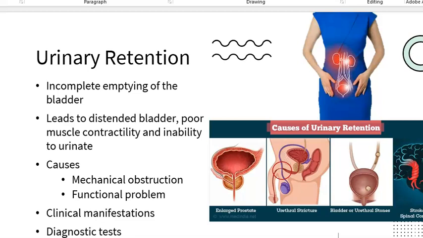Let's see, some of the causes of retention can be a mechanical bladder obstruction with your male patients. It could be BPH, which is your benign prostate hypertrophy. That's just where the prostate is enlarged.